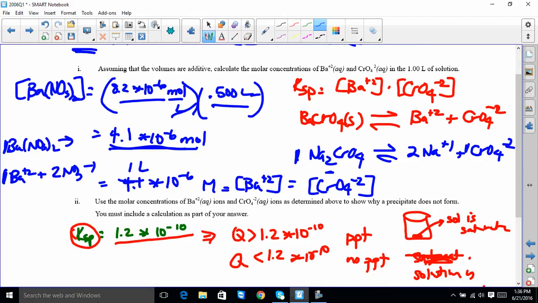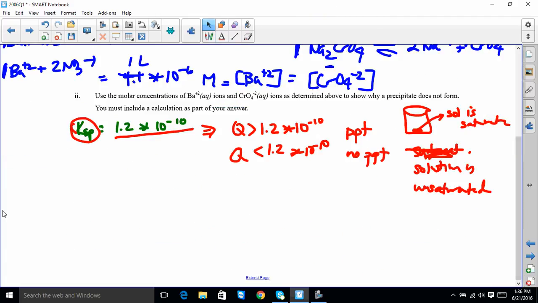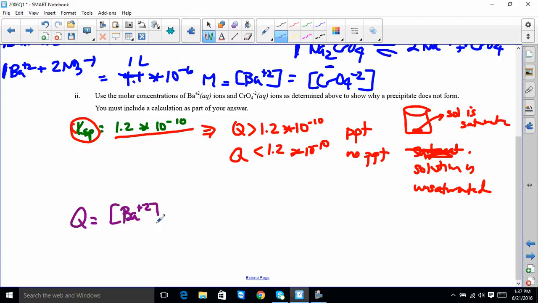So now we're supposed to use the molar concentrations from part A, which is each of those is 4.1 times 10 to the -6, to show why a precipitate does not form. And so what happens is, because we're not sure we're at equilibrium, Q, let's do purple just for fun. Q is what you call KSP if you're not sure you're at equilibrium. For barium chromate is this.